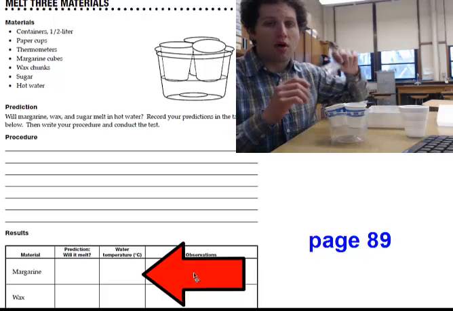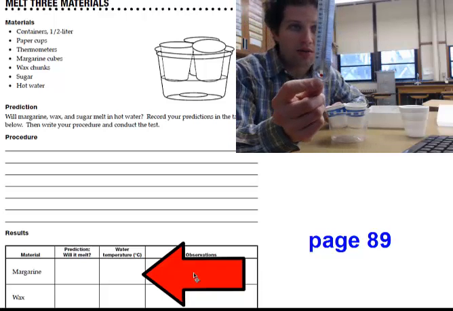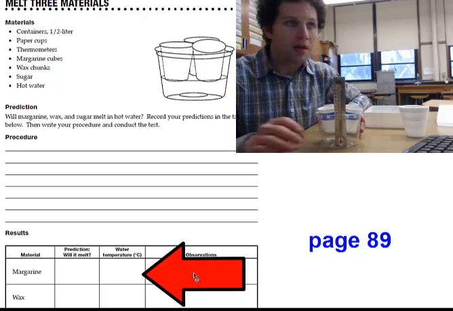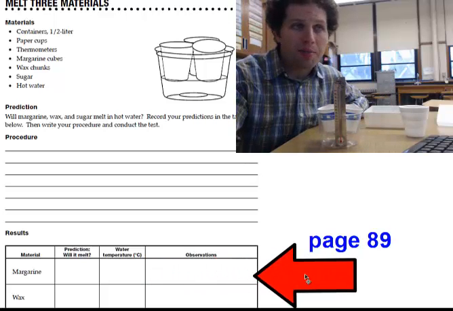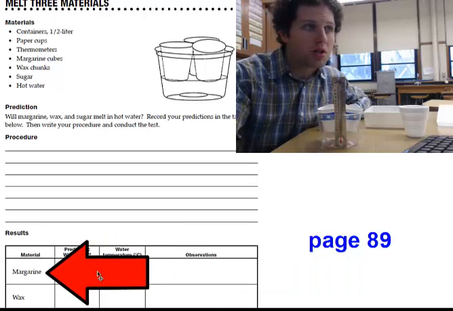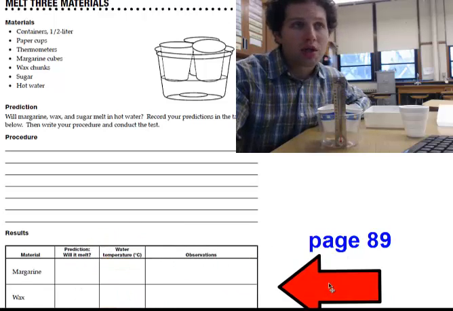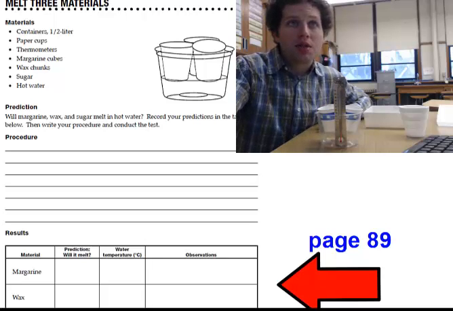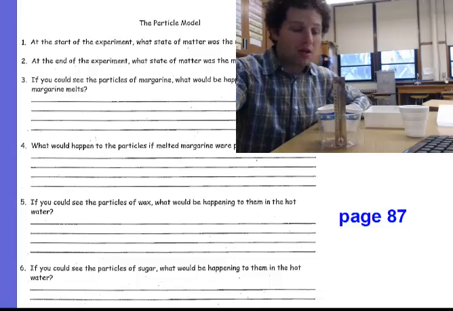You're going to find the temperature of the water by using a thermometer. You can just place that right in the side of the tub, determine the water temperature, and then observe what happens to each of the 3 substances, margarine, wax, and sugar. Fill out page 89. When you've completed page 89, you are done with the lab.